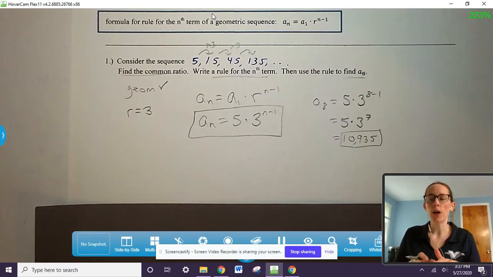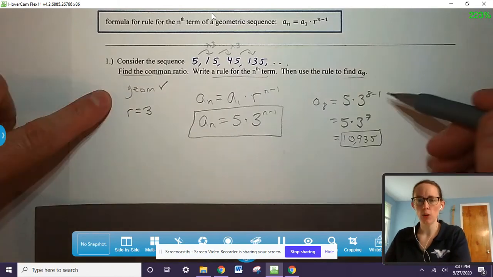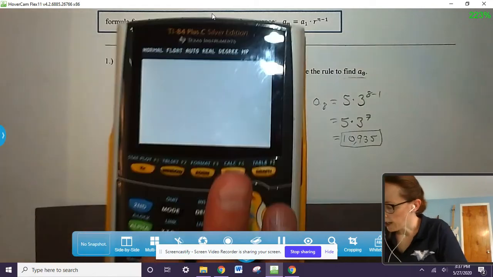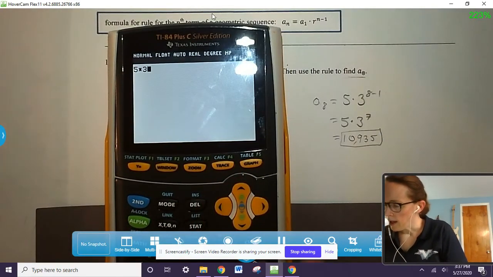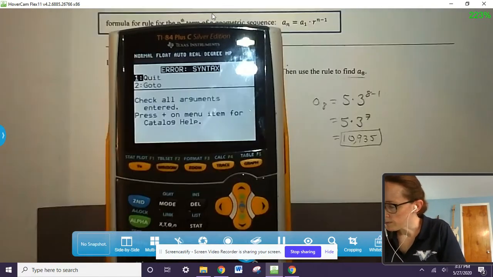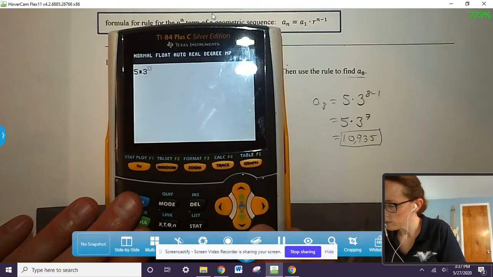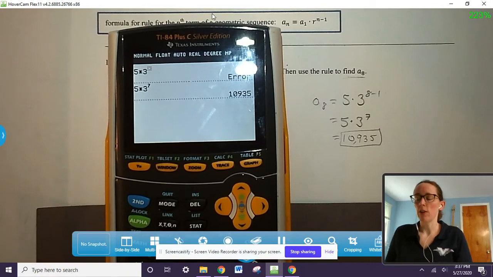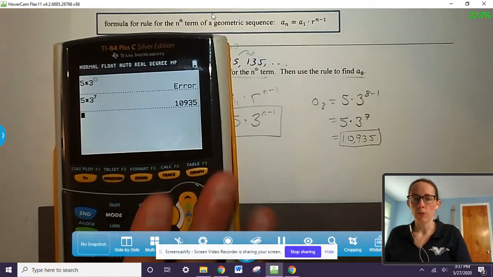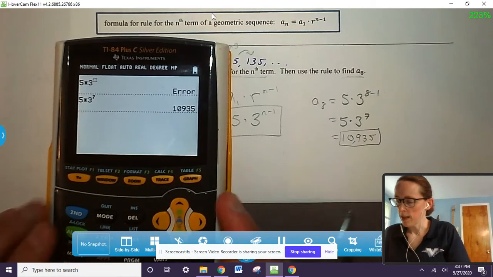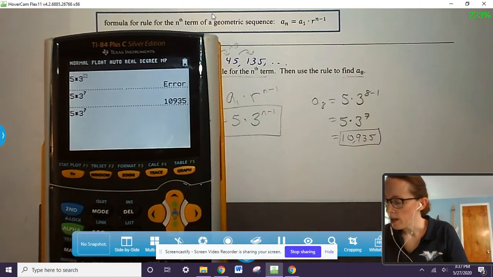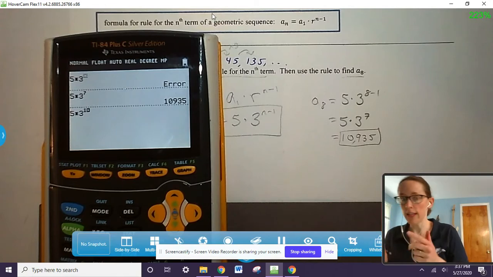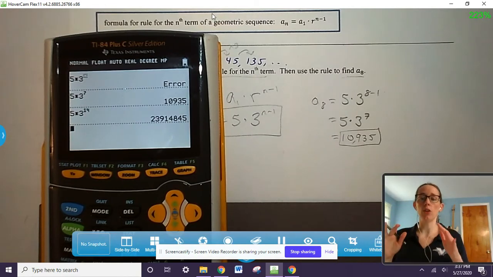Before we go to the next problem, I just want to look at this one a little bit more, because we went ahead and found the 8th term by doing 5 times 3 to the 7. And I just want to show you, or remind you, that these numbers are going to get very large very quickly. So if we wanted to find the 15th term, since n would be 15, 15 minus 1 would be 14. So that's 3 to the 14th, a very large number.